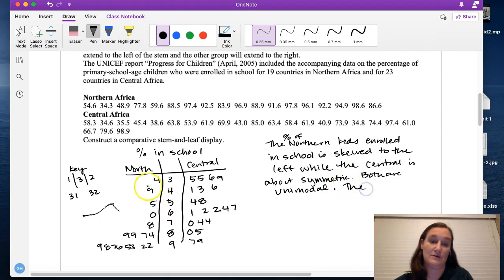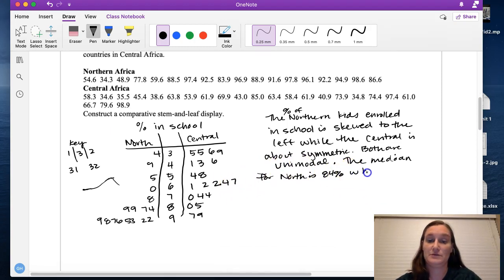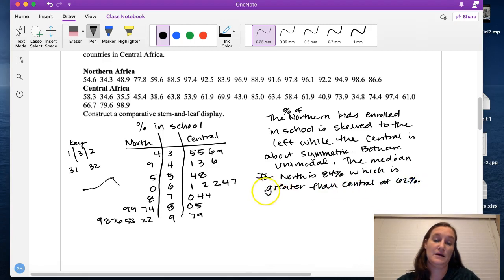So I think I actually found the median of both of these. You could count to the middle too, but the median for the north is 84%, and the median for central is like 62%. So we're going to say which is greater than central at 62%. And then if we're using median, we should use IQR.